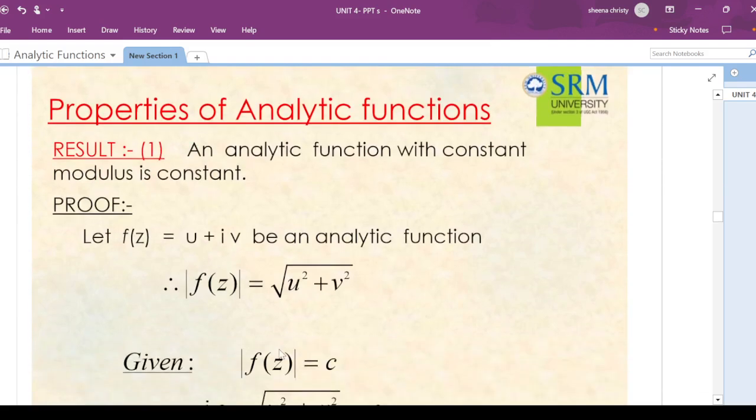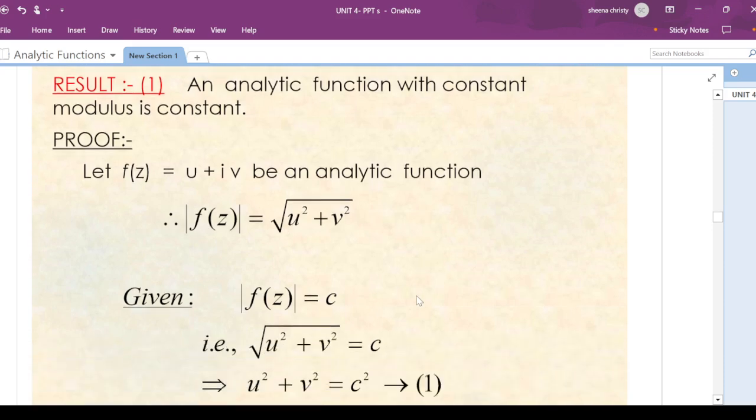Next property, an analytic function with constant modulus is constant. So by considering f of z as an analytic function, you have to prove that modulus of f of z is constant. How to prove this? So consider f of z is an analytic function. Therefore, it is satisfying the CR equation. Now you have to prove that modulus of f of z equal to c.